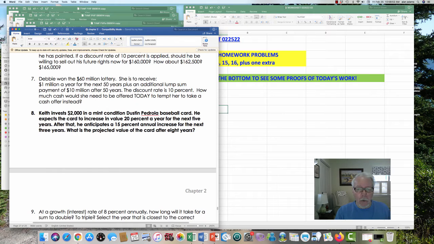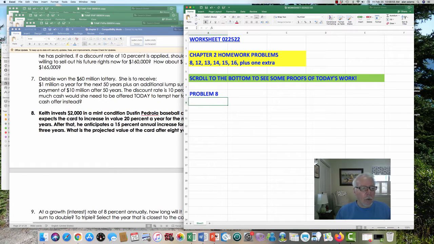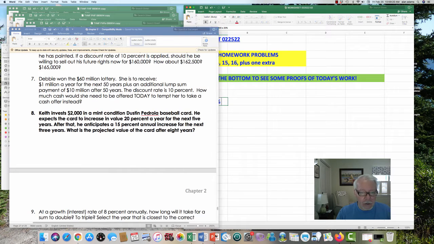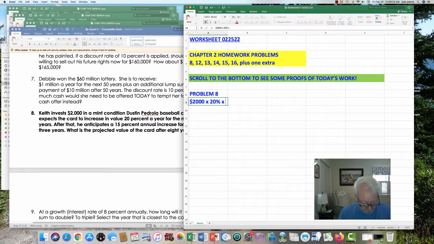Okay, so what we're going to do is type in all the facts here. We've got to do this in 2 stages, right? Because it's going to grow at 1 interest rate for 5 years, and then another interest rate for 3 years. So in both cases, we're dealing with $2,000, and we have to multiply that by some factor. That factor is going to include 20% per year, and that's going to be for the next 5 years. Okay, so we have to go look a factor up from table number 1. Let's go do that together.